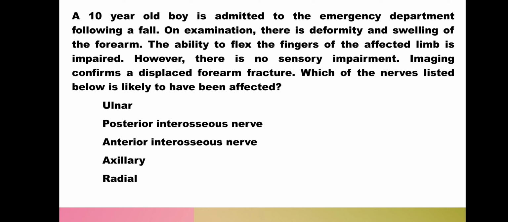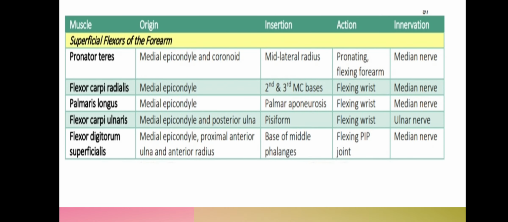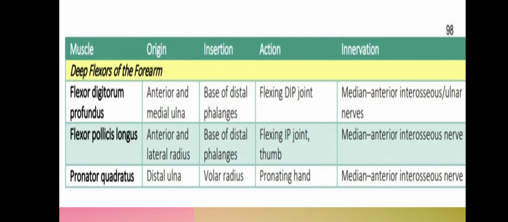So the question here mainly is asking about the nerves responsible for the loss of flexion of the fingers, and plus there is no sensory impairment. To answer this question, first you have to know about the muscles and nerve supply of the upper limb, specifically the forearm. We can divide the muscles of the forearm into two groups: the superficial flexor of the forearm and the deep flexor of the forearm.